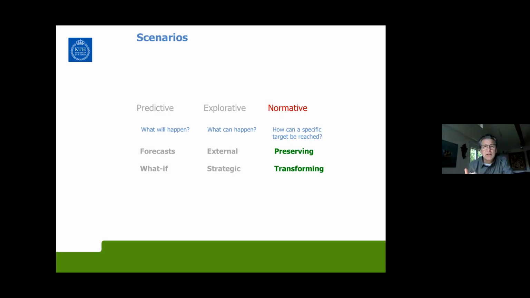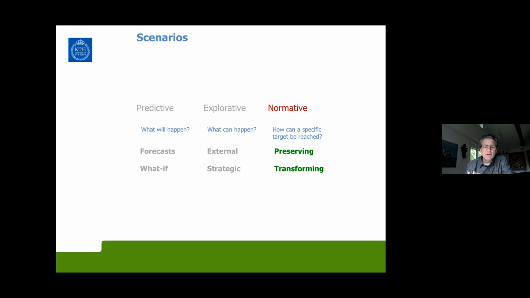Even if you do set up targets and you do try to reach somewhere, it's typically some kind of political negotiation that is behind both the targets that you set up and how you can go about to reach them.